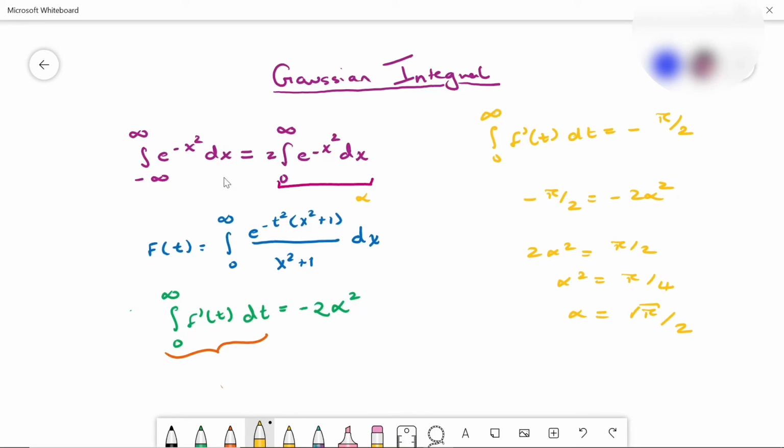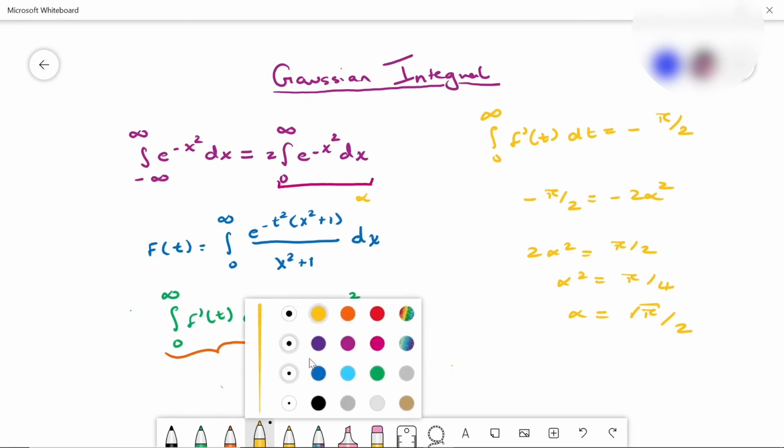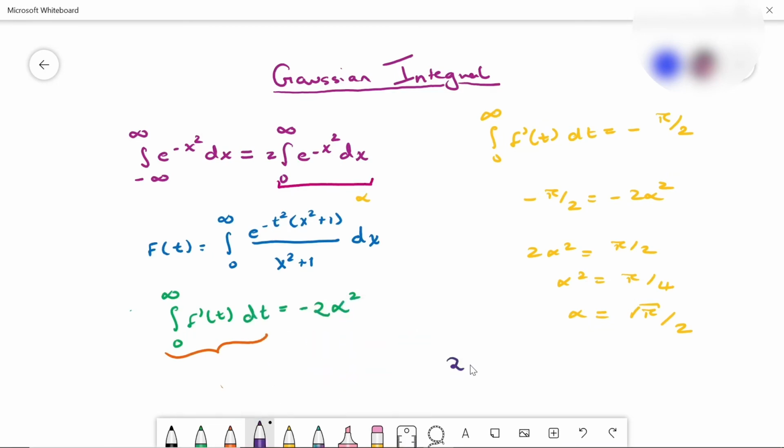But the Gaussian integral is actually equal to 2 lots of alpha. So 2 lots of alpha, let me change color for the grand reveal. 2 lots of alpha is equal to root pi over 2 times 2, which is equal to square root pi. And voila, there we go. This is the answer to the Gaussian integral.